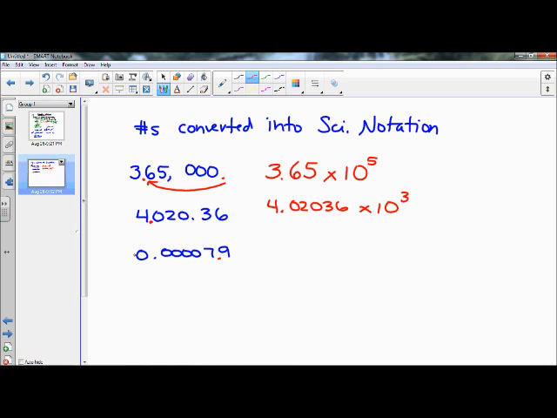Now these are not significant zeros, so they're all going to vanish, just leaving me 7.9 times 10. And I ask myself, how many decimal places? 1, 2, 3, 4, 5 decimal places. This number has a value of less than 1, so in this case, negative 5 is the exponent.